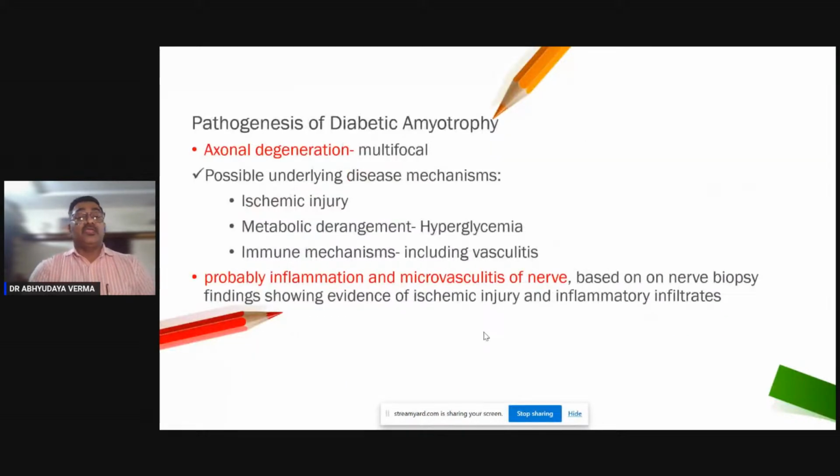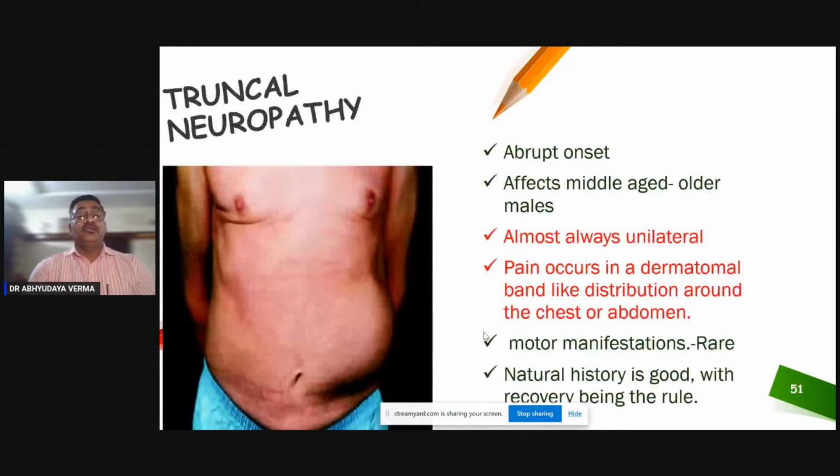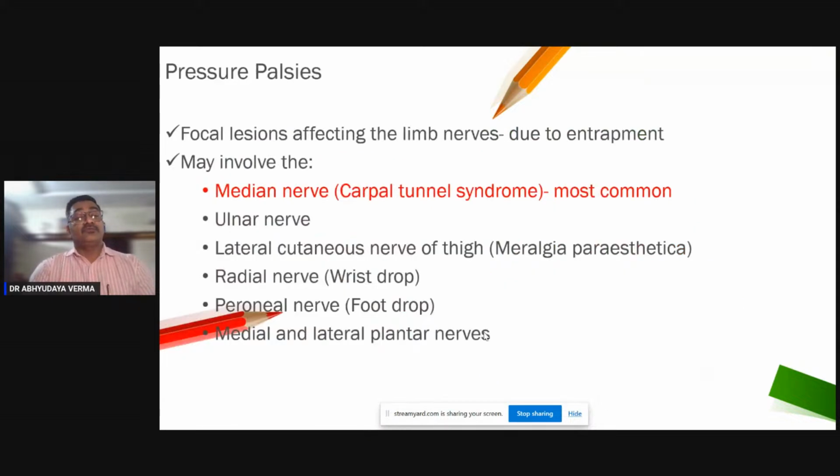The diabetic amyotrophy, again, is basically due to inflammation and microvasculitis of nerves. Here you can see this is the truncal neuropathy, abrupt, almost unilateral, dermatomal band-like distribution around the chest or abdomen can be seen. Motor manifestations can also be seen. Pressure palsies, yes, as I said: median nerve, ulnar nerve, the lateral cutaneous, meralgia paresthetica, very common, radial nerve, wrist drop, foot drop, medial and lateral plantar nerves.